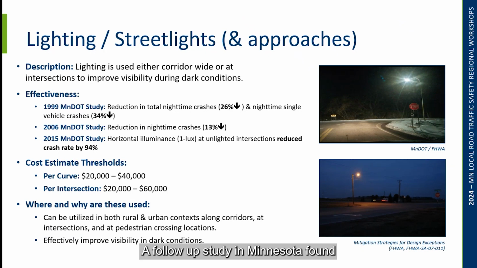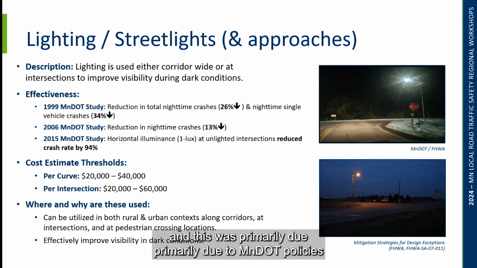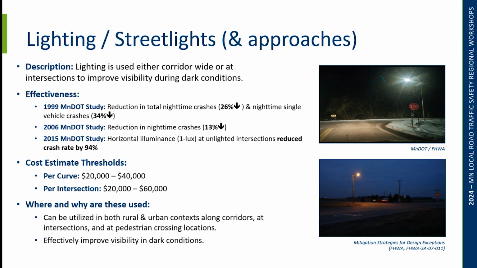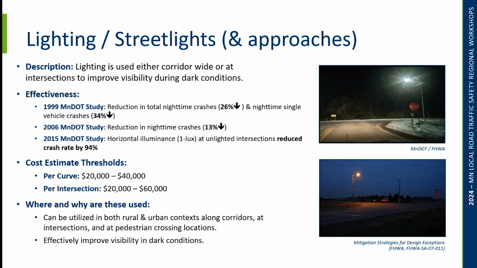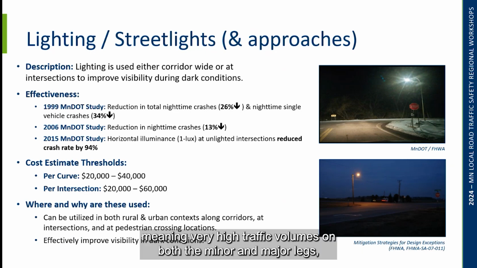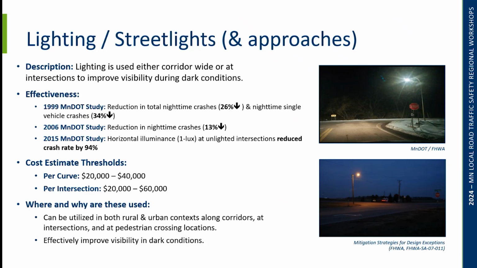A follow-up study in Minnesota found that streetlights were rarely installed at rural intersections, and this was primarily due to MnDOT policies at the time that required a prior nighttime crash, which is rare, signal warrant volumes, meaning very high traffic volumes on both the minor and major legs, which is also rare, and that if a street light were installed, local agencies had to agree to pay for the power.